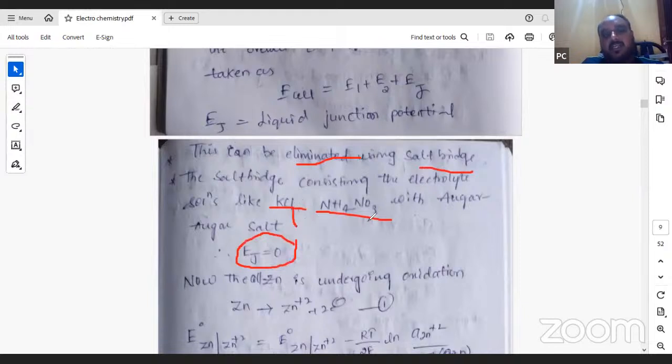Why these specific ions, KCl and ammonium nitrate? Because their transport numbers are the same. The cation transport number and anion transport number will be the same. So due to that, they will immediately go and neutralize the ions, either cations or anions. That's why the ions which have the same transport number are filled in the salt bridge, right? So this is the concept of the salt bridge and LJP. We will discuss it again in detail in the next classes, right?